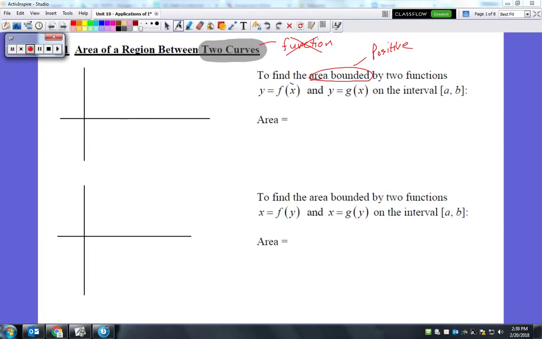Alright, so we have f of x. So let's draw a graph. And this is f of x. And then we have another graph that is g of x, and we have it from a to b. Up until this point, if I were to ask you to integrate from a to b, you would say all of this is the area. Right? And if it was below the x-axis, you would say it was the negative area.